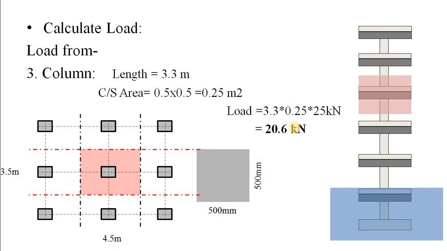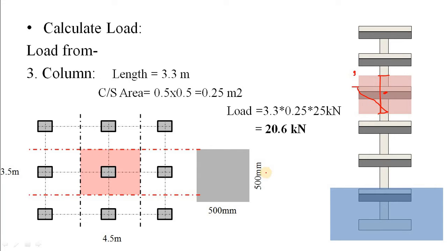What is the length of the column? For this point, we can assume that the load of the column is coming from this point to this point, and you know the floor to floor height is 3.3 meter. Obviously from this point to this point, as these are the midpoints between the floors, it is also 3.3 meter. You got the length of the column as 3.3 meter.